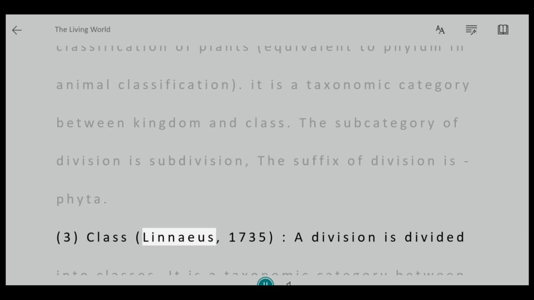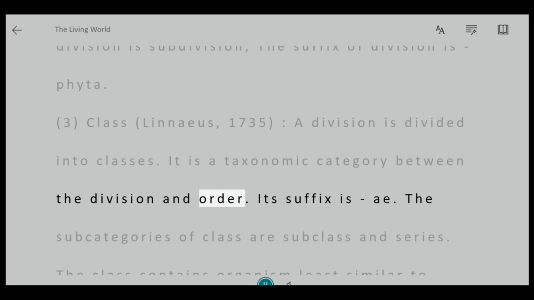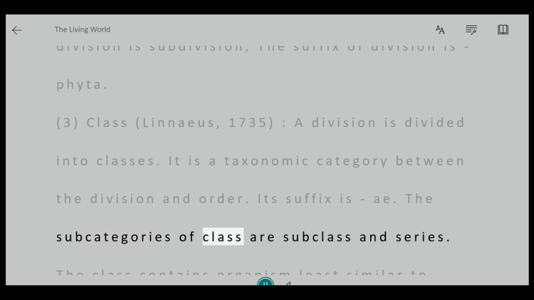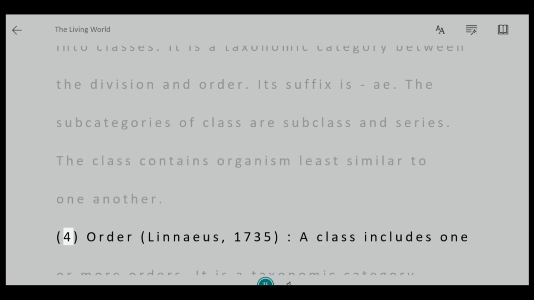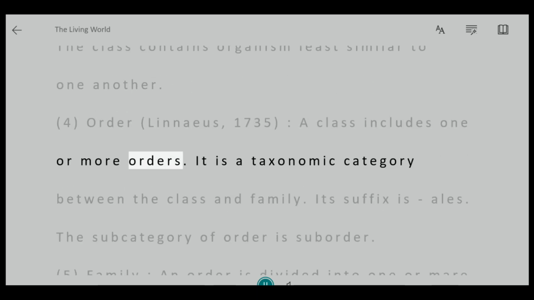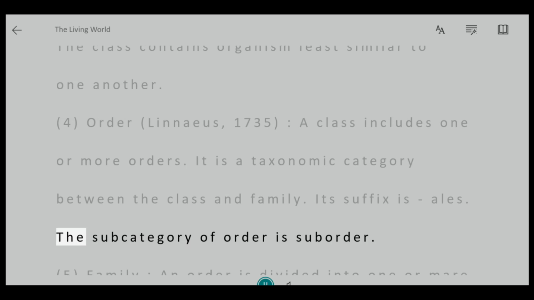3. Class, Linnaeus, 1735, a division is divided into classes. It is a taxonomic category between the division and order. Its suffix is ae. The subcategories of class are subclass and series. The class contains organisms least similar to one another. 4. Order, Linnaeus, 1735, a class includes one or more orders. It is a taxonomic category between the class and family. Its suffix is ales. The subcategory of order is suborder.